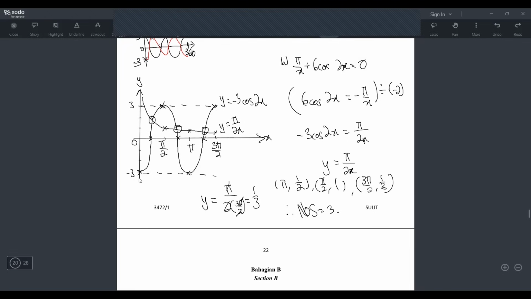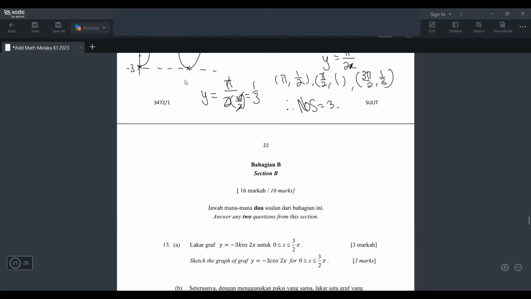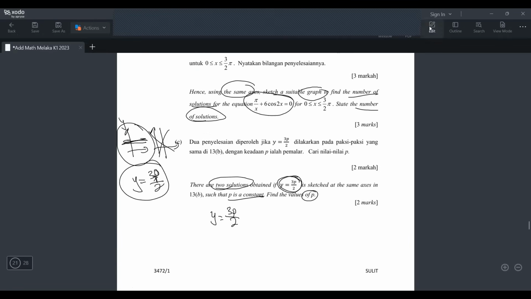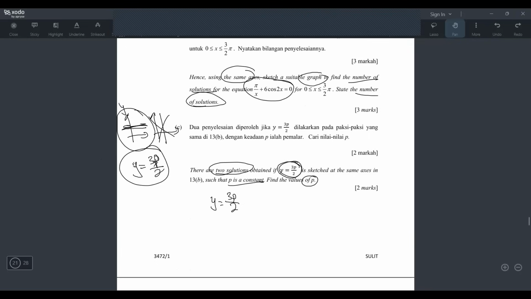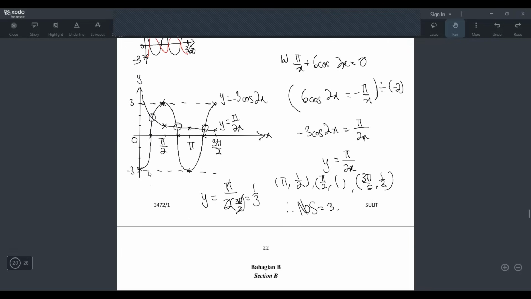Some students might say something like this. Hey, sir, what if I put it like this? You see, two solutions also. Hello, I told you already, right? This line is not a gradient line. It has no gradient. It has one variable. It means this line is not like y equals mx plus c. It's a horizontal line. So you cannot draw a slanted line like this. It definitely has to be horizontal.